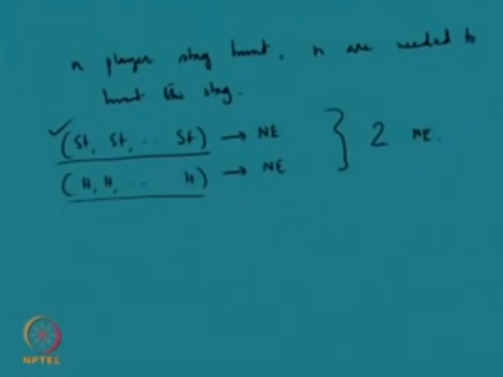Is there any other Nash equilibrium? No other Nash equilibrium. Why? Because in any other profile where at least one player is going after the stag, there could be more than one player going after the stag. In such cases the stag will never be hunted, because you need all the n players to go after the stag, but that is also ruled out because this is taken care of here. So, the number of stag hunters is here more than 0, but less than n, which means that these players who are going after the stag will not be able to catch the stag. So, it is better for them to go after the hare. That is why any other profile is not a Nash equilibrium.